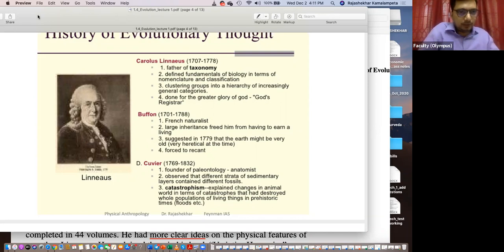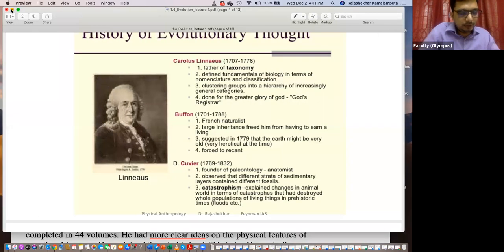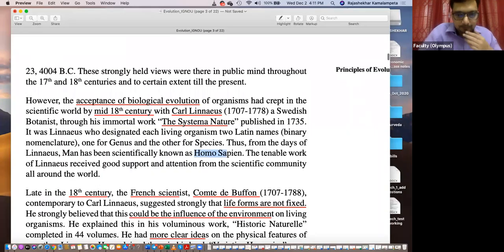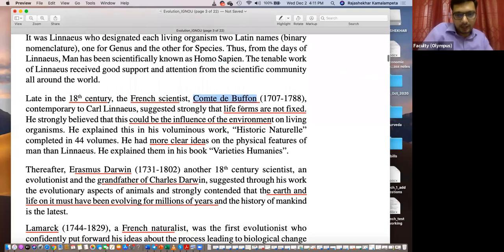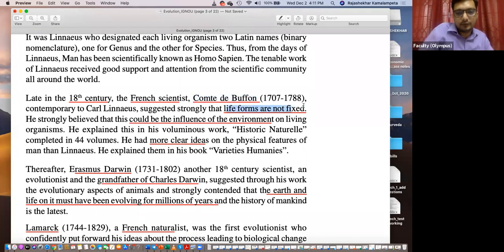Okay, right. A couple of theories before we actually start with the Lamarckism concept here. One, in the late 18th century, a French scientist called Comte de Buffon, the Buffon theory it is called. He was at the same time as Carl Linnaeus, and suggested that life forms are not fixed. He said life forms are not standard, not fixed as many people were suggesting. He believed that there is an influence of environment on living organisms. So slowly we were coming towards the Darwinian ideas here.